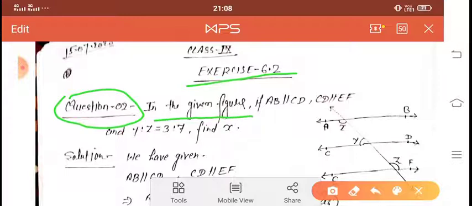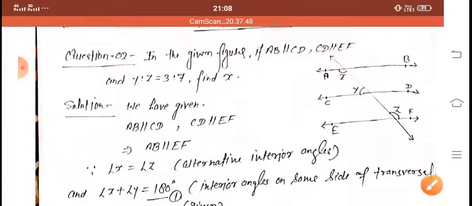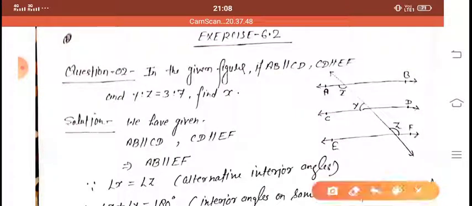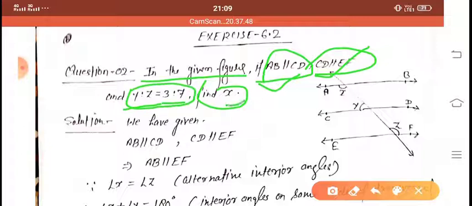In the given figure, if AB parallel to CD and CD parallel to EF, and also we have given y is to z equal to 3 is to 7, then find the value of x. Means we have given AB parallel to CD and CD parallel to EF, and also the ratio between y and z is given. We have to find out the value of x.